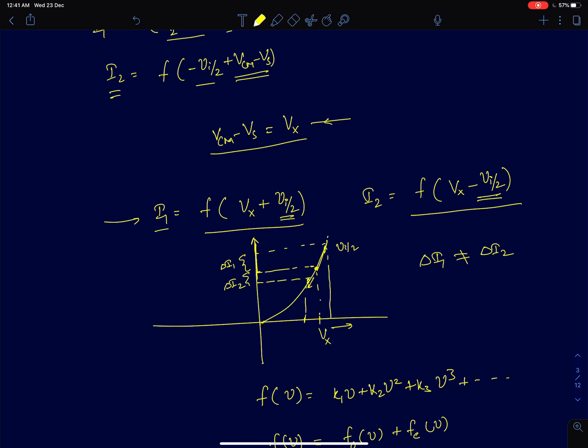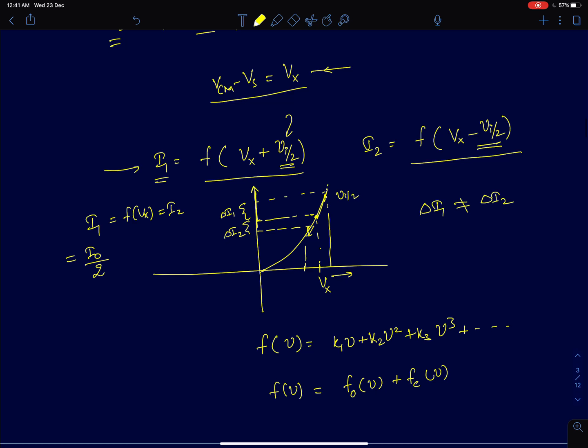Now if I assume Vi is 0, if I apply a 0 input, then I1 will be equal to f of Vx, which will be equal to I2. So that current, I'm going to assume as the nominal current I0 by 2. So nominally, both the devices are carrying I0 by 2. Now on top of that, we are applying this differential input.